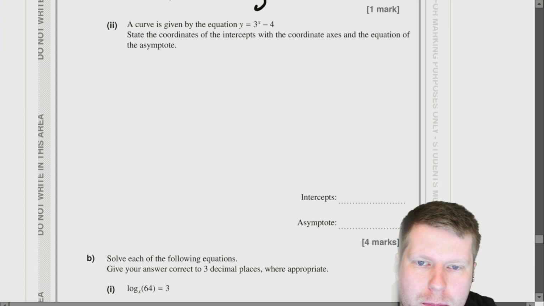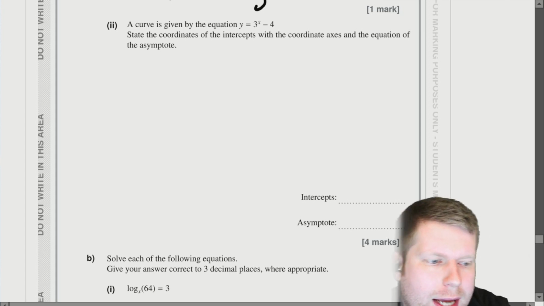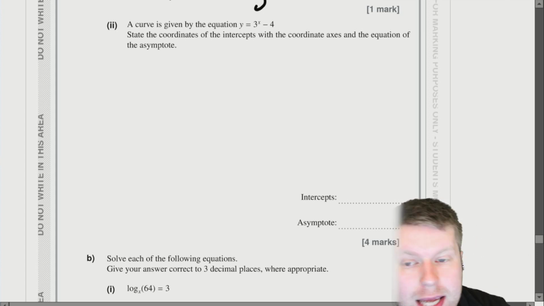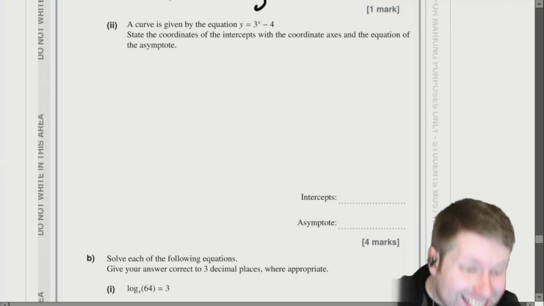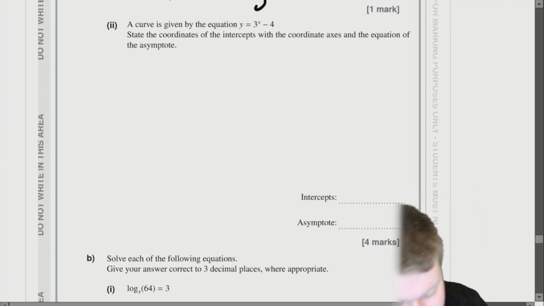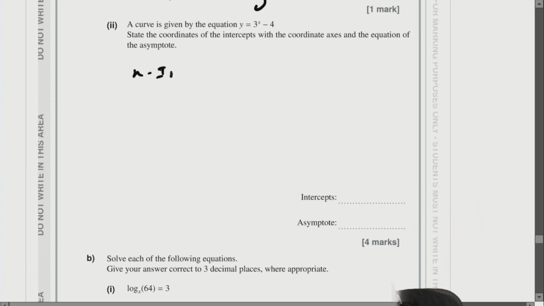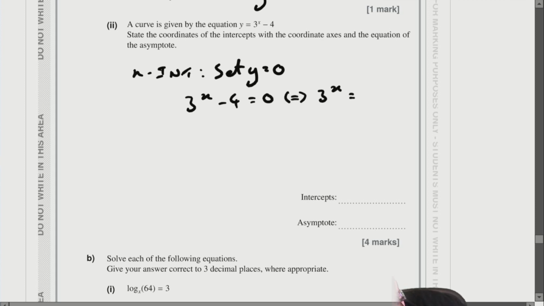A curve is given by the equation y is equal to 3 to the x minus 4. State the coordinates of the intercepts of the coordinate axis and equation of the asymptote. So again, we're finding intercepts, using that skill to find the x-intercept. We're going to set y to be 0. So up here we've got 3 to the x minus 4 equals 0. We can rearrange this equation to get 3 to the x is equal to 4.